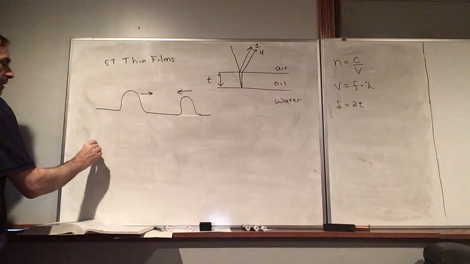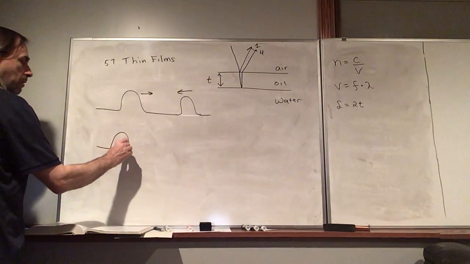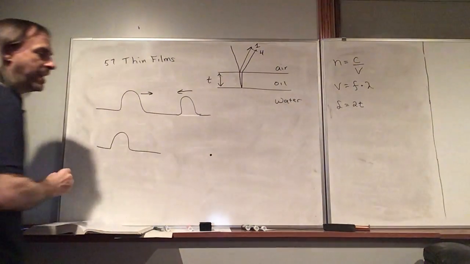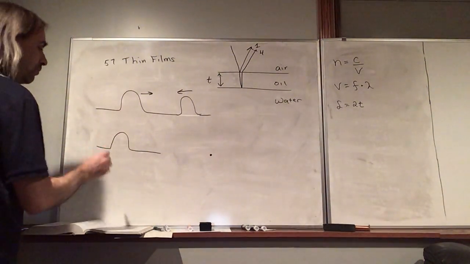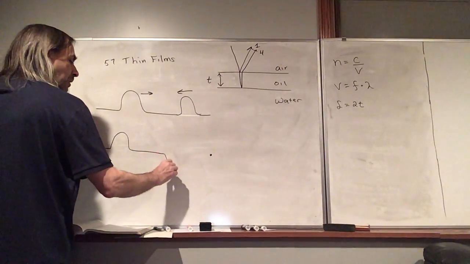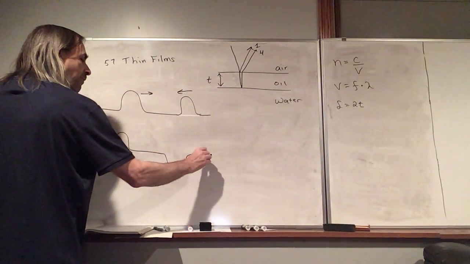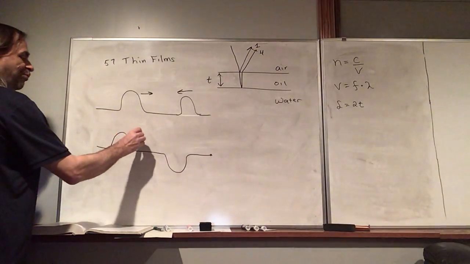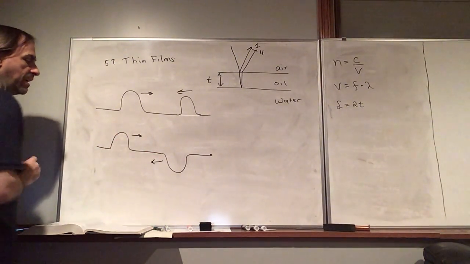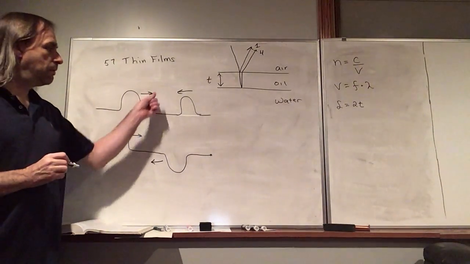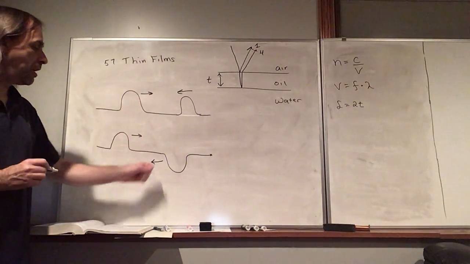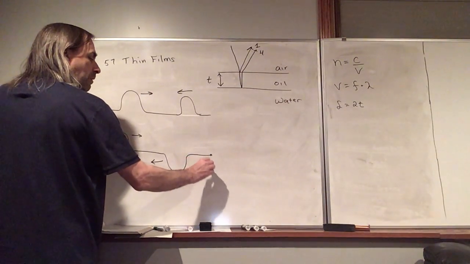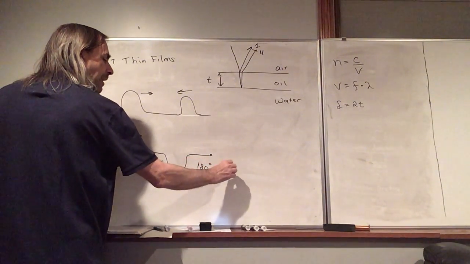But now what if we send a pulse and this end of the string is fixed? What happens in that case is the reflected wave comes back upside down. So here we say there's no phase shift. Here we have a phase shift of 180 degrees, or pi radian phase shift.